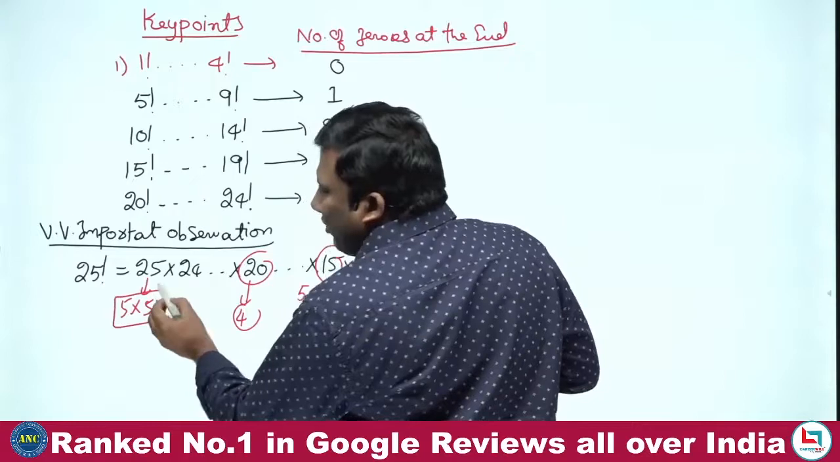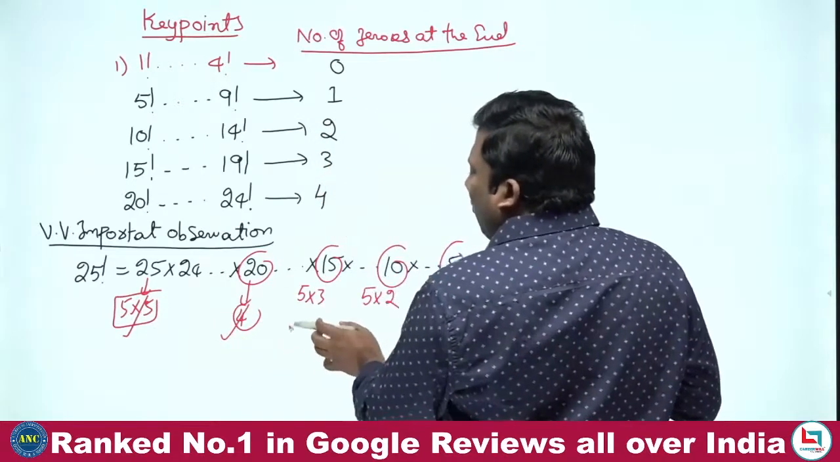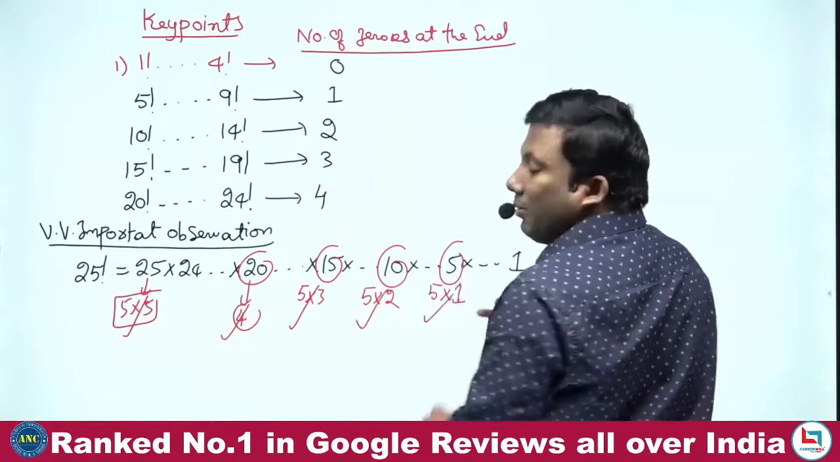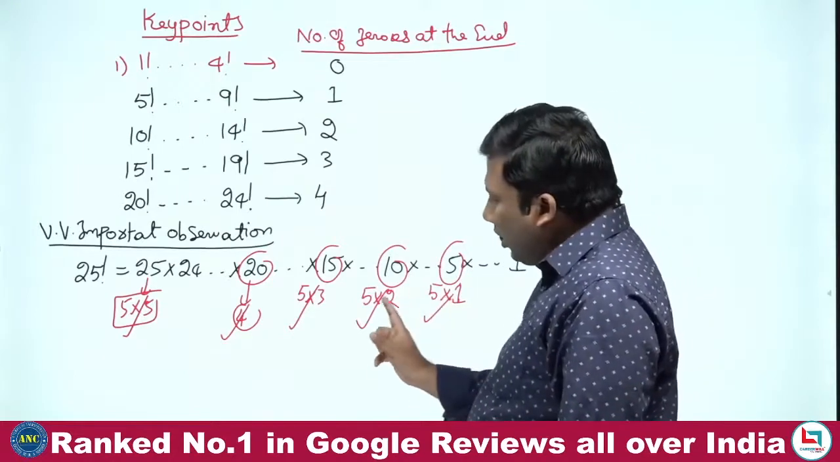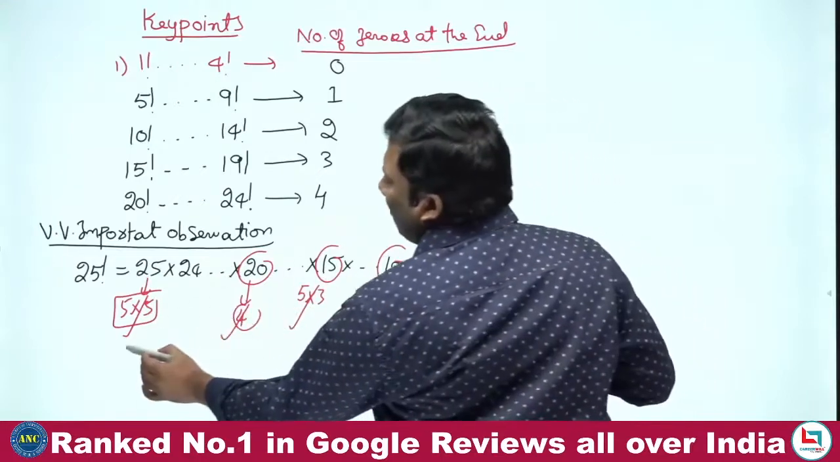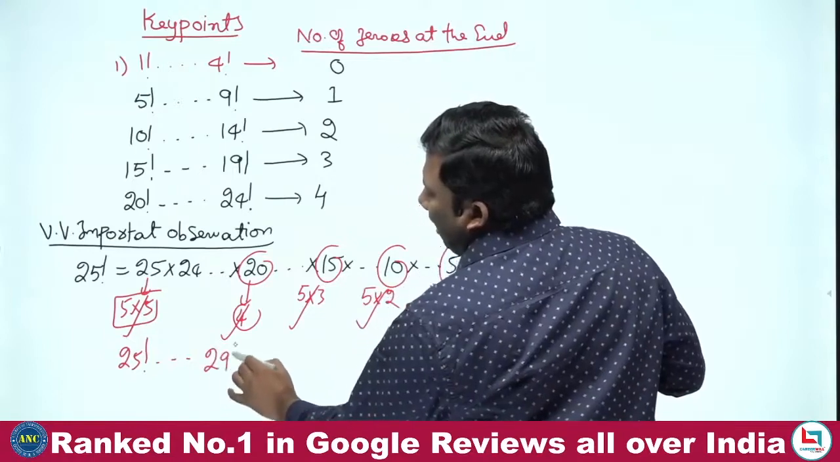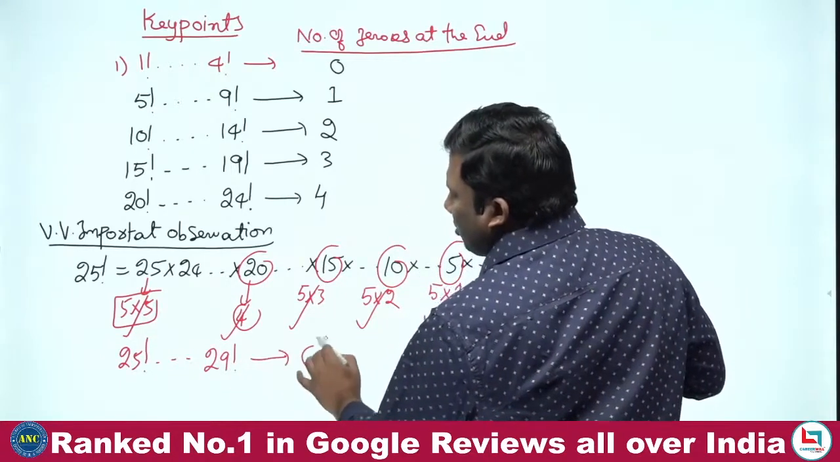Here 2 powers of 5 are there. Here 1 power of 5, 1 power of 5, 1 power of 5, 1 power of 5. How many did we get? 1, 2, 3, 4. 4 plus 2, 6. How many zeros will we get from 25 factorial till 29 factorial? How many zeros did I get? 6.